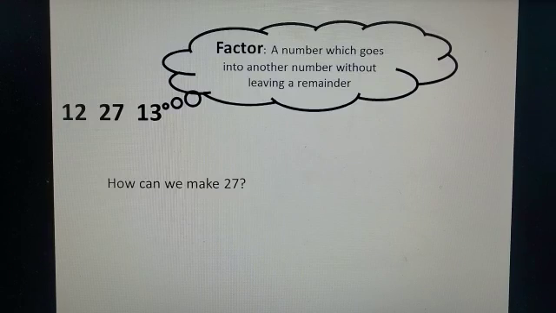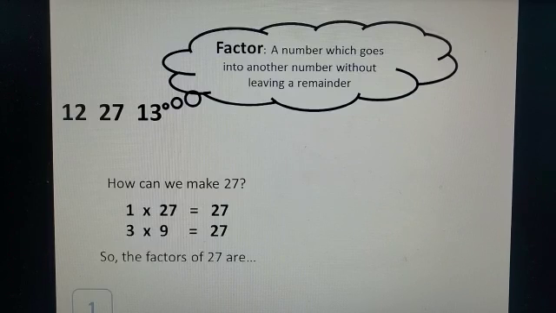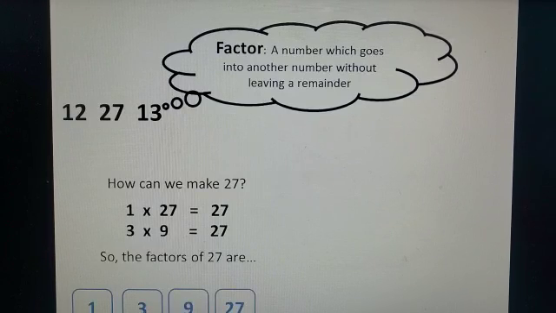Number 27. 1 times 27, 3 times 9. These are also known as factors of 27.